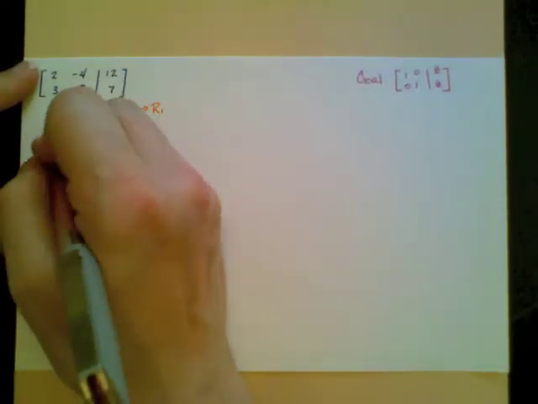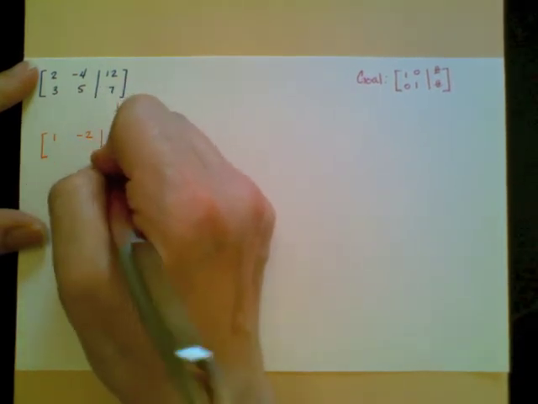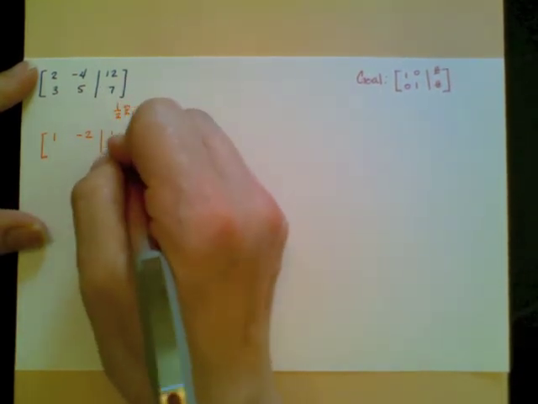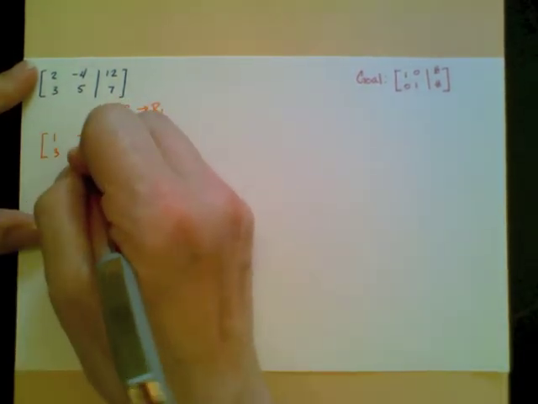So 1/2 times 2 is 1. 1/2 times -4 is -2. And 1/2 times 12 is 6. Then I just recopy row 2.